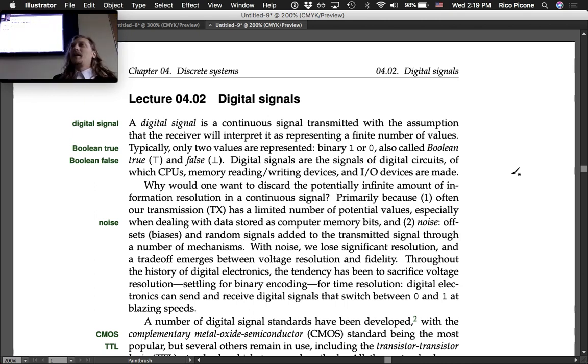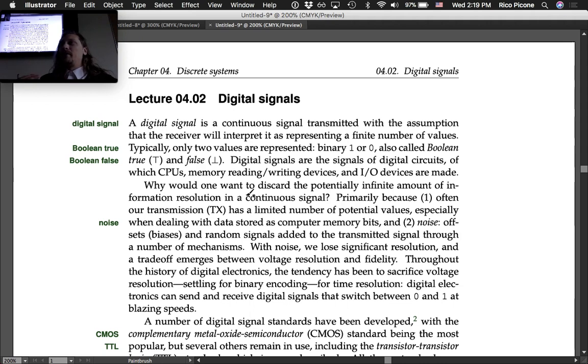So why would we do that? We have all this infinite resolution. Why would we do away with that and just say it represents either true or false, which is way less information that you can represent? So primarily because one, often our transmission, which we'll often just denote as TX, has a limited number of potential values, especially when dealing with data stored as computer memory bits. In computer memory, you can only store it as 0 or 1, right? In most computer memory, each bit is either going to be a 0 or a 1.